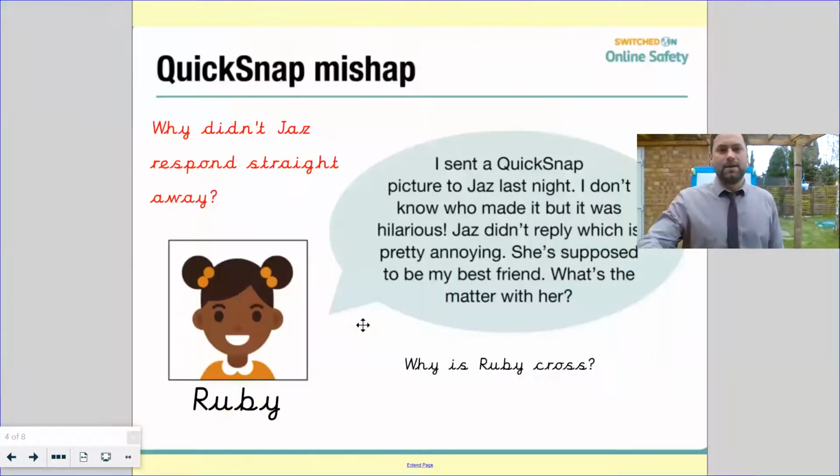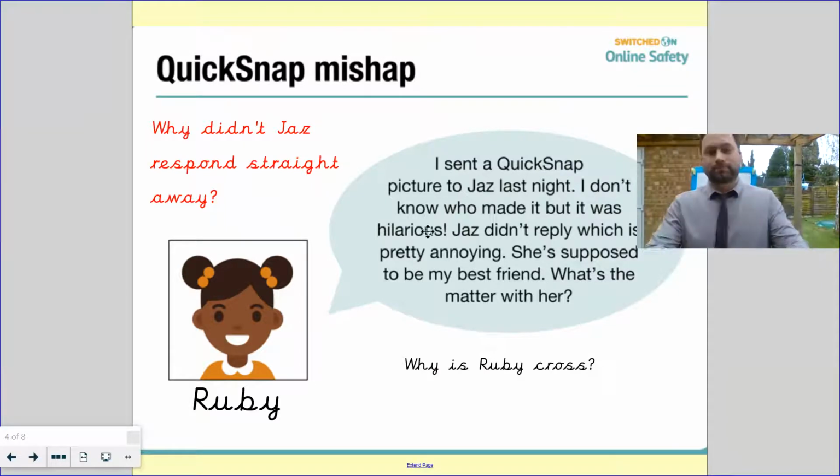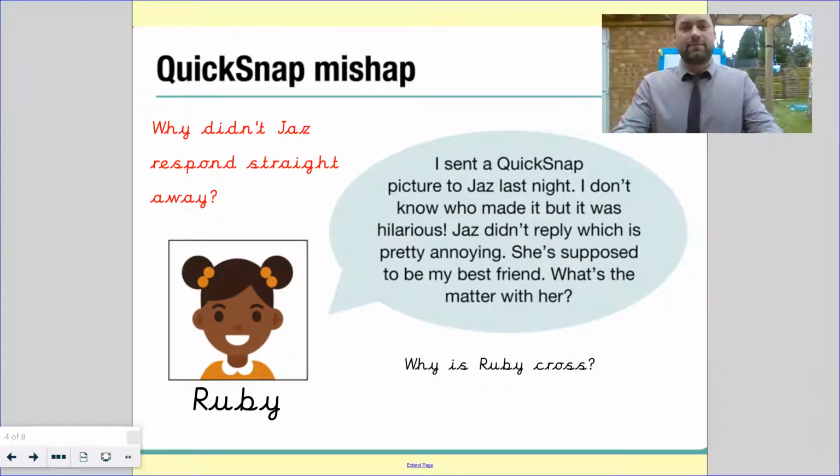Let's move on. Now, in these slides, we're meeting two children, and they use an app called Quick Snap. And here we've got a picture of Ruby, and Ruby is saying this: I sent a quick snap picture to Jazz last night. I don't know who made it, but it was hilarious. Jazz didn't reply, which is pretty annoying. She's supposed to be my best friend. What's the matter with her?